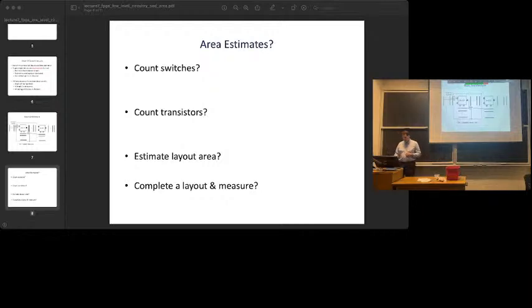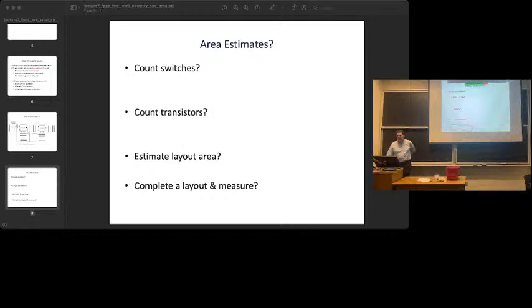So if you're Intel or Xilinx or AMD, you're going to build it full custom because you want those gains, which means you want your area model and delay model to estimate what you will get full custom. Does that make sense? Yeah.